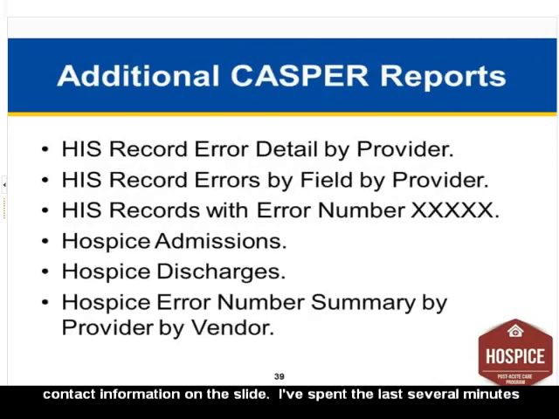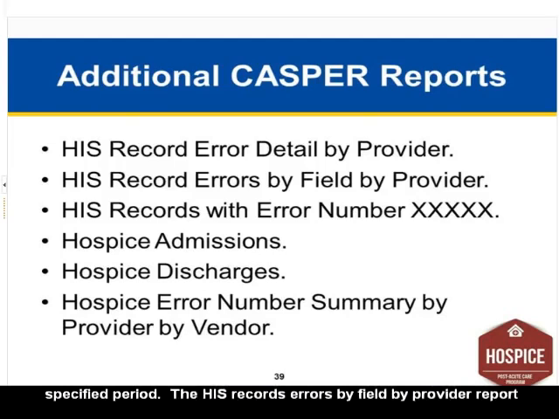I've spent the last several minutes discussing the FVRs, or final validation reports. However, it's important to note that there are a number of other reports available in the CASPER system that can be accessed through the KEYS welcome page. The HIS record error detail by provider report details by HIS ID the errors encountered in HIS records submitted during a specified period.